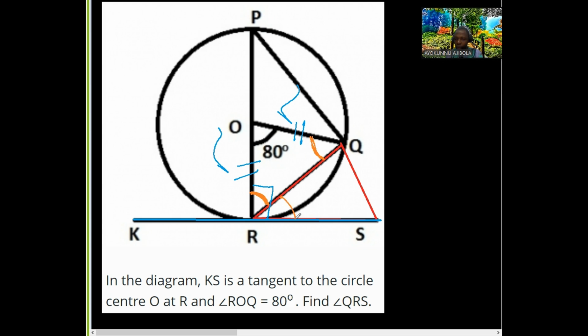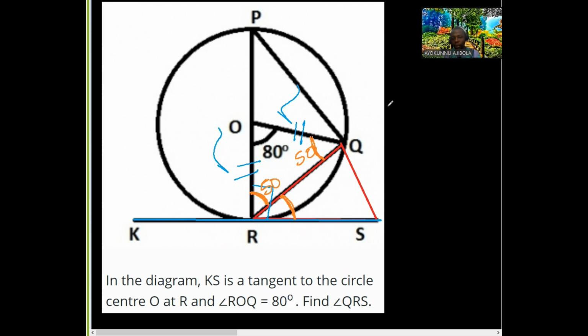So we can find this angle, yes or no, because they are equal. If you take 80 away from 180, you have 100. That means each of these should be 50 because they are equal, right? And once each of these equals 50, then what we are looking for is 40.